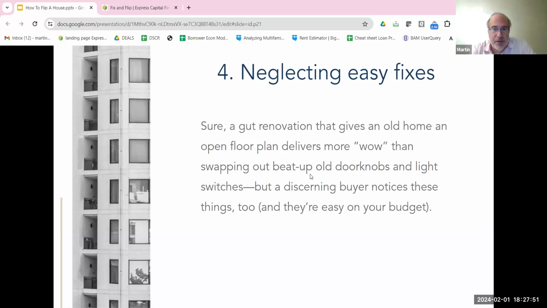Neglecting easy fixes. Sure, a gut renovation that gives an old home an open floor plan delivers more wow than ever before, but sometimes the small things like doorknobs and light switches can be very eye-opening to the buyer. And keep in mind that buyer could not only be a future investor, but also a homeowner who likes what they see. Those things could be doorknobs, light switches, a nice chandelier, and other ideas, which I'm going to be sharing with you in a moment.